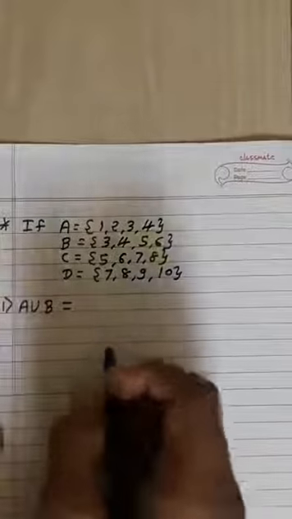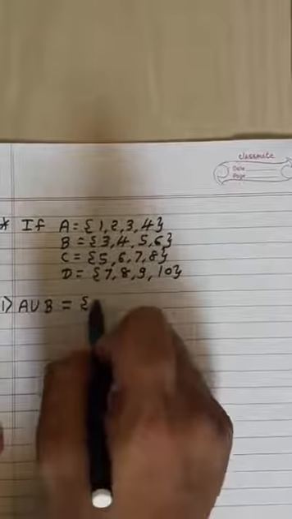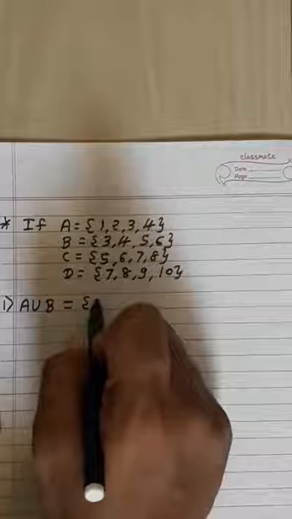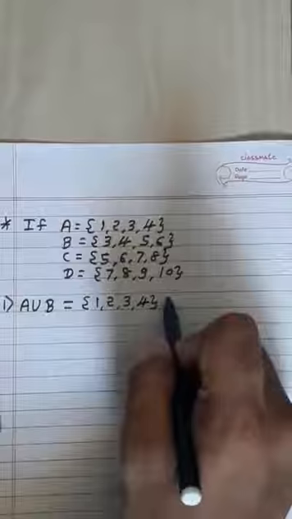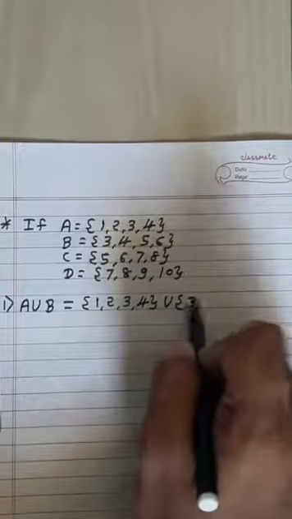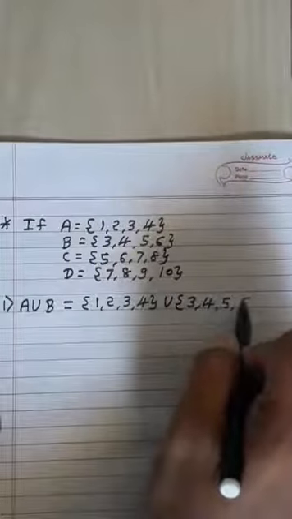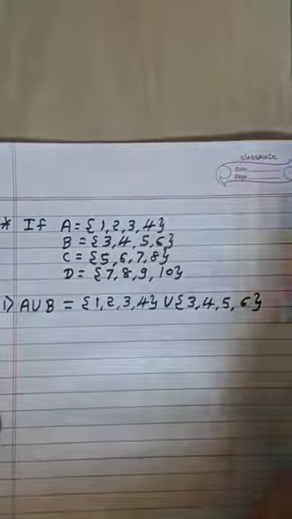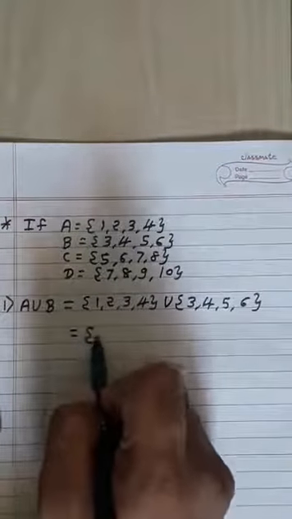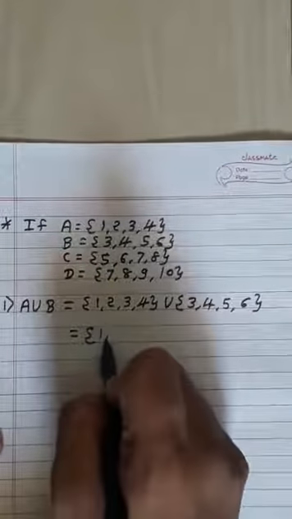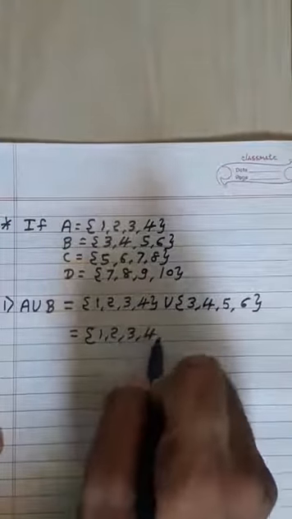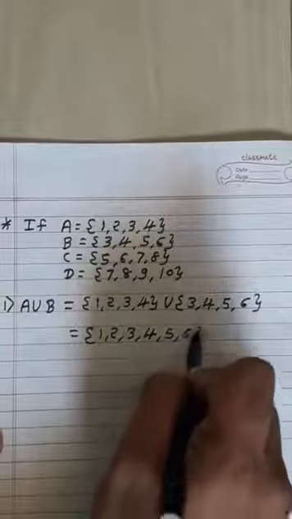So now here find out A union B. First of all we write all the elements of set A, so 1, 2, 3, 4 union set of B, that means 3, 4, 5, 6. So it is equal to all the elements of set A as well as all the elements of set B. So 1, 2, 3, 4, 5, 6.